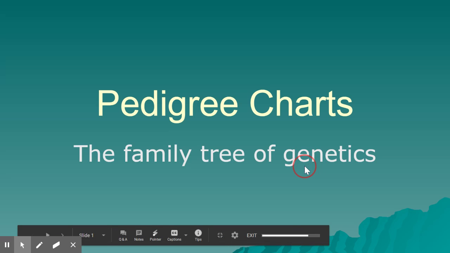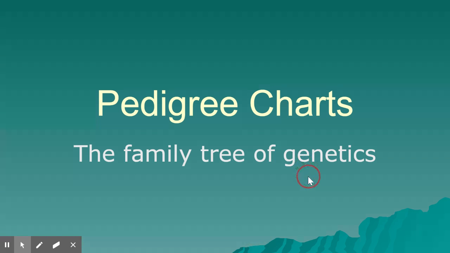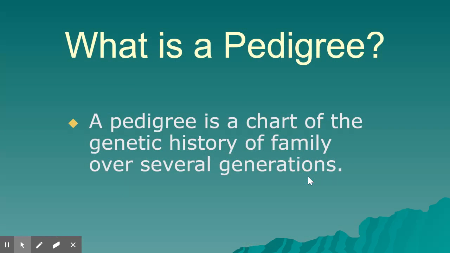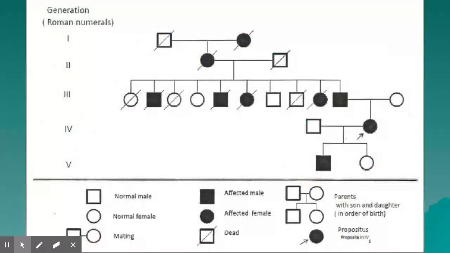Hello. So today we're going to be talking about pedigree charts. First thing, a pedigree chart is like a family tree that spans over several generations of genetics. Here we have an example of a pedigree chart. Down at the bottom, it tells you what the symbols in the chart represent. But right now, I want us to look at the chart and make sure we know how to follow it.